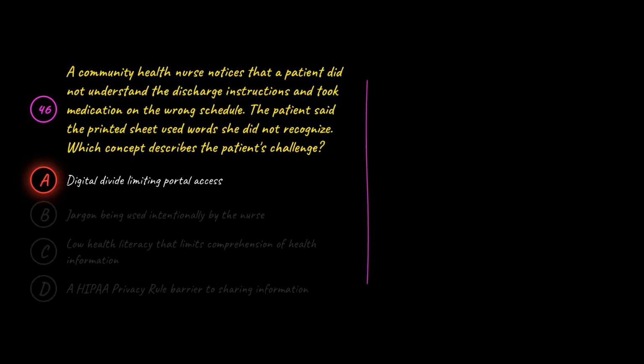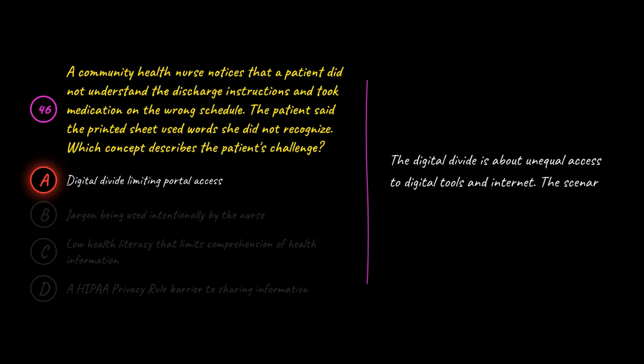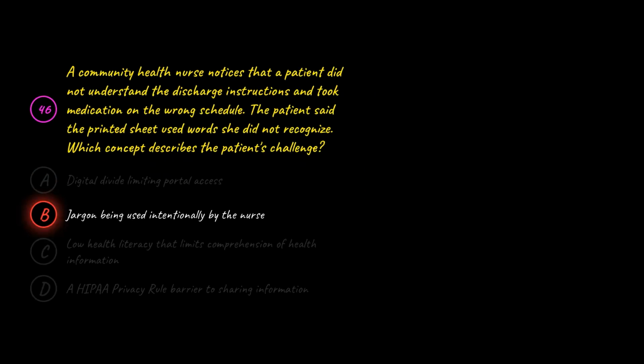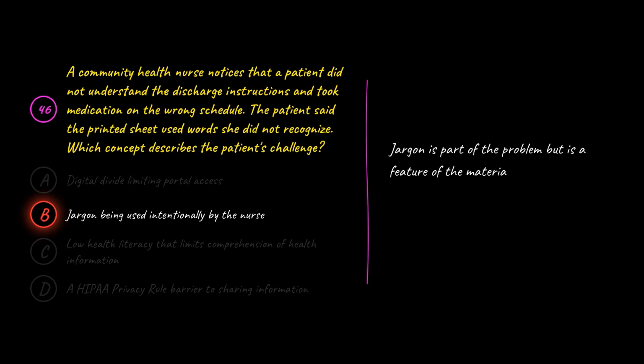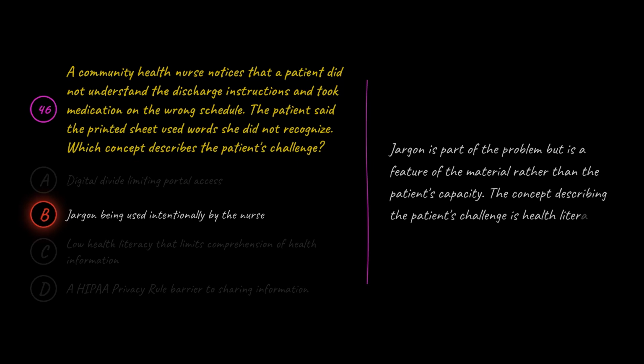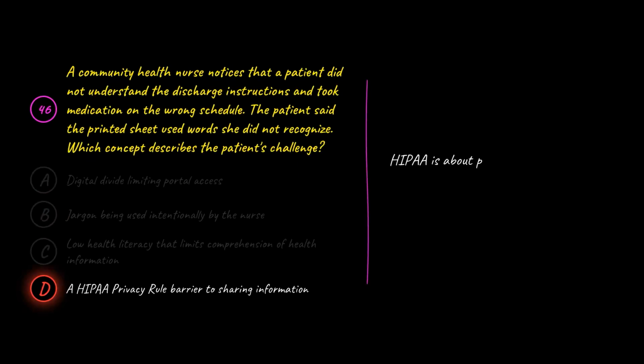A is wrong because the digital divide is about unequal access to digital tools and internet. The scenario uses a printed sheet. B is wrong because jargon is part of the problem but is a feature of the material rather than the patient's capacity. The concept describing the patient's challenge is health literacy. D is wrong because HIPAA is about privacy and security of information, not whether the patient can understand what is shared with her. Health literacy is about far more than reading ability.